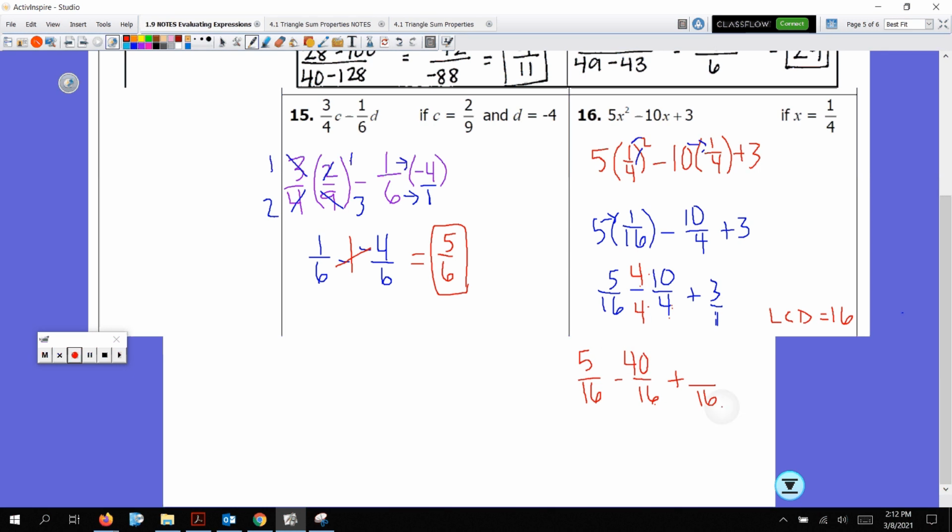Third fraction, denominator 16. It was a 1. What times 1 equals 16? That's right, ladies and gentlemen, it's 16. Whatever I do to the bottom, I got to do to the top, right? 16 times 3 is a big number. Pretty sure it's 48. So now we have these gorgeous fractions with common denominators. We can go ahead and add and subtract the top. So 5 minus 40 plus 48 is 13/16.